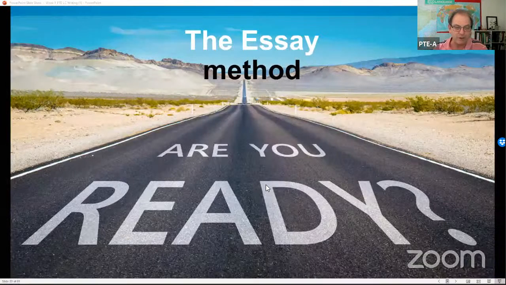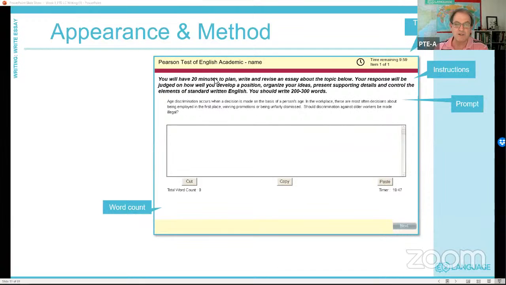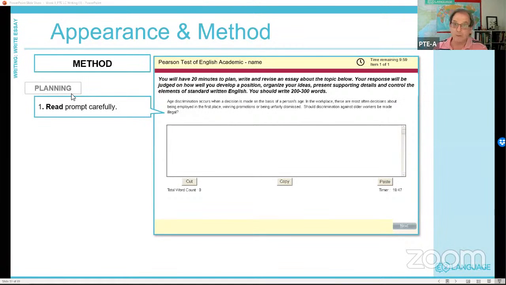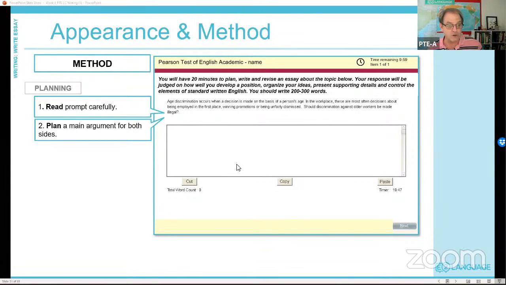Here we go. We're going to get good at this. The essay: you've got 20 minutes to plan, write, and revise. There are 3 parts to this task. How do we do it? Well, planning. We're going to plan before we write every time. We read the prompt carefully and work out which side. It's an argumentative essay, so there'll be 2 sides to every prompt. One and the other. Some people think this, some people think that. This is good, this is bad. Now, you're going to choose which side of the argument you favor the most, but you're going to present both sides of the argument. So you're going to plan an argument for both sides.